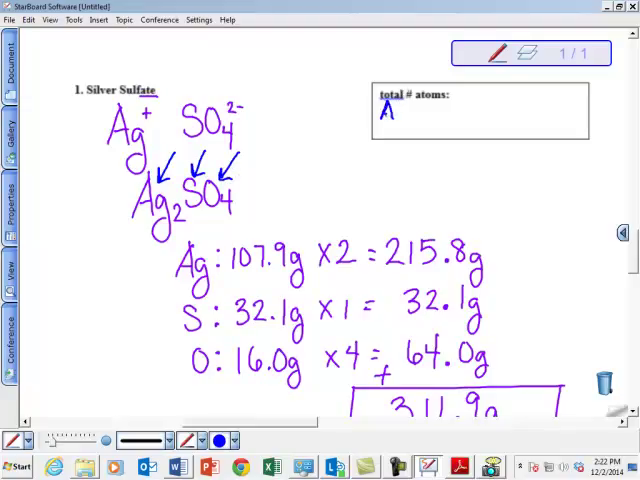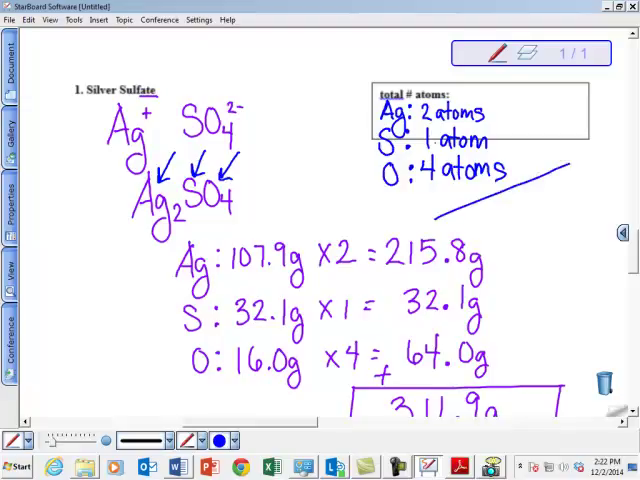All right, so Ag, how many Ags do you guys have? 2 atoms. So this goes in that little box. How many S atoms do you have? 1 atom. And then how many O's do you have? 4 atoms.